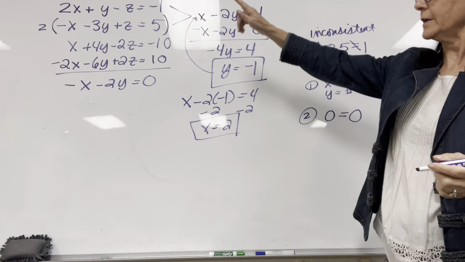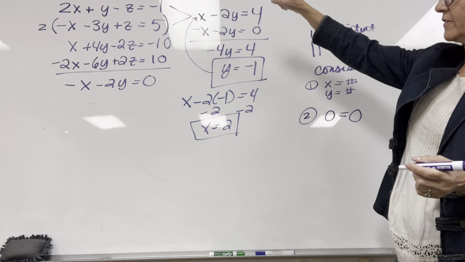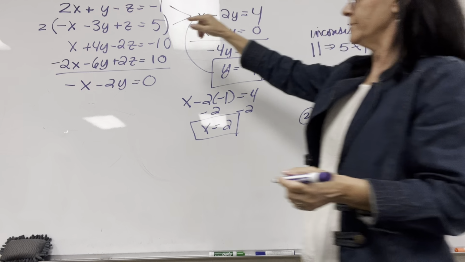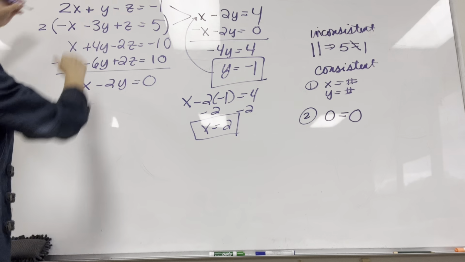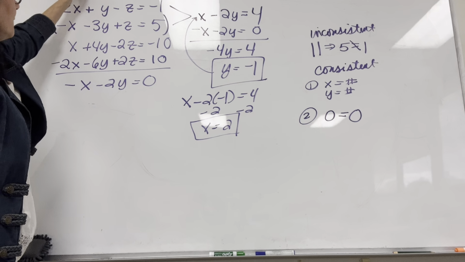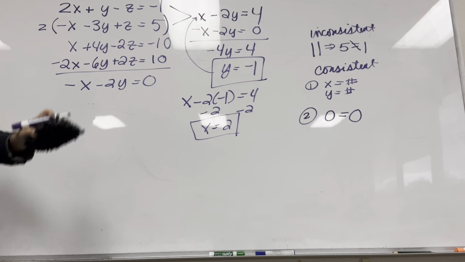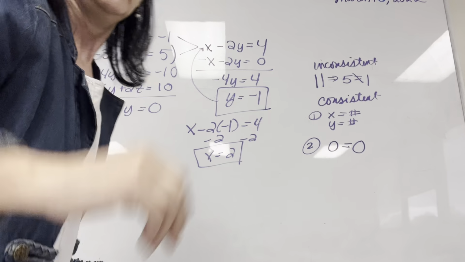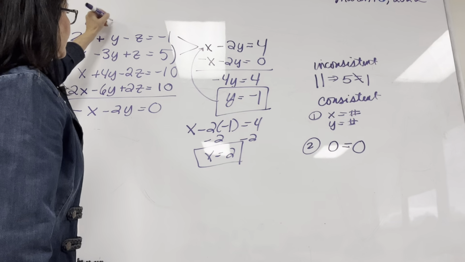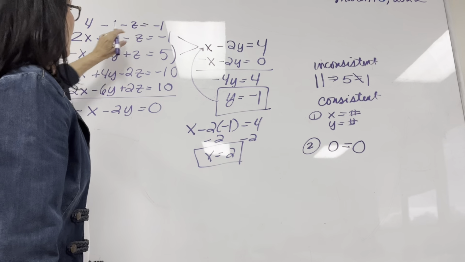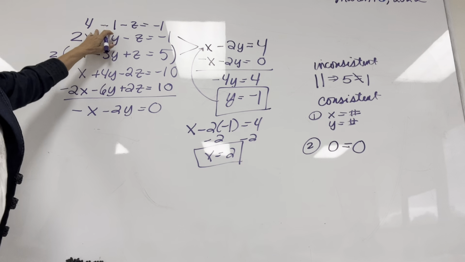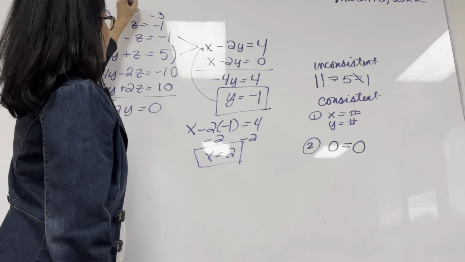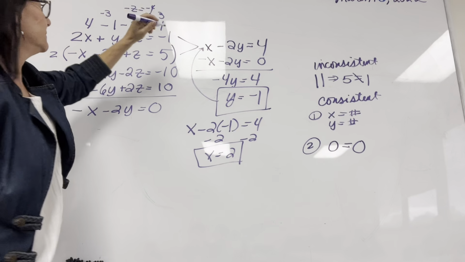Then I go back to one of the original equations. I'm solving for z. Which one do you want to solve for? First one. The first one? So 4 plus minus 1, right? Because it'd be plus negative 1. I don't think we can see it on the camera. 4 minus 1 minus z is negative 1, so that's 3. So I'm going to subtract 3. I have negative z equals negative 4, so z equals positive 4.